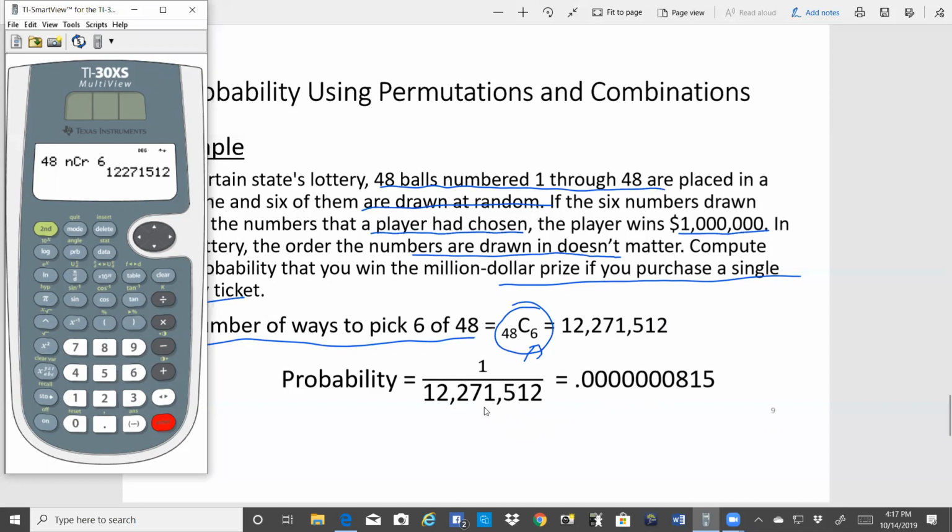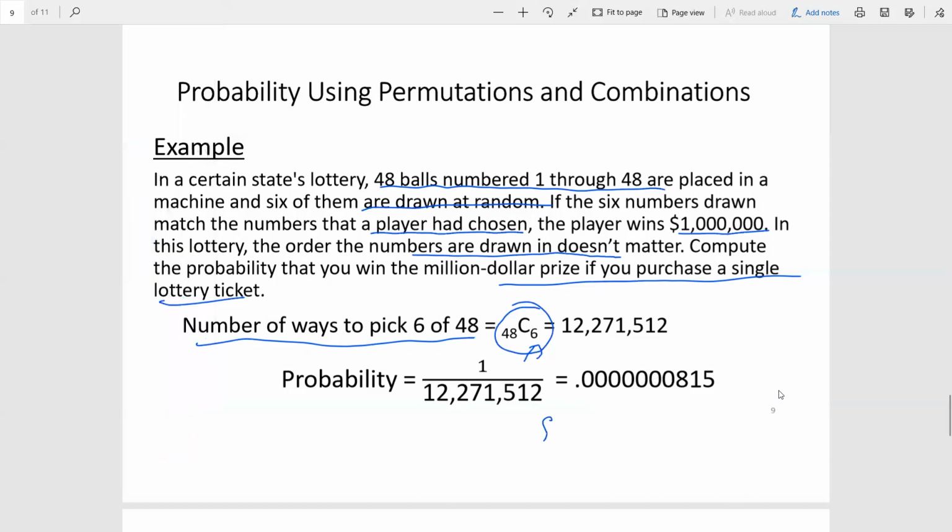So if you take 1 and divide by 12,271,512, you get this probability, 0.000000815, which can be written as 8.15 times 10 to the minus 8. So you have very little chance of winning the lottery.